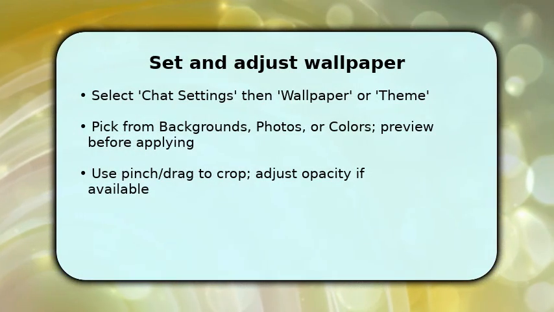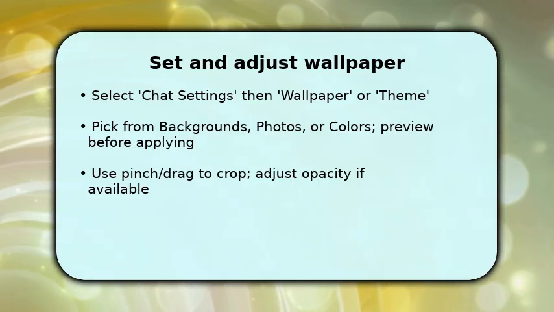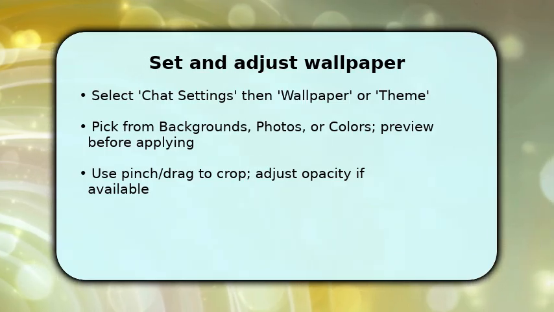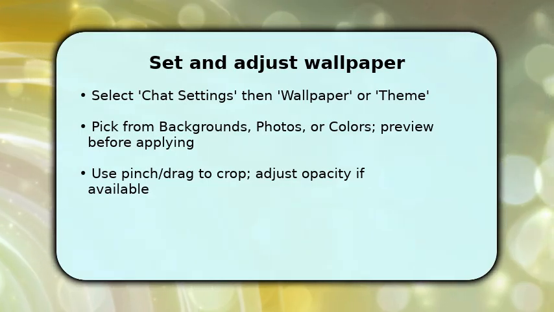Once in chat settings, tap Wallpaper or Theme to open the selection screen. You'll see Instagram's defaults and an option to choose from your photos. Choose Photos to use your prepared image, then preview it. This matters because cropping and visibility change message legibility.